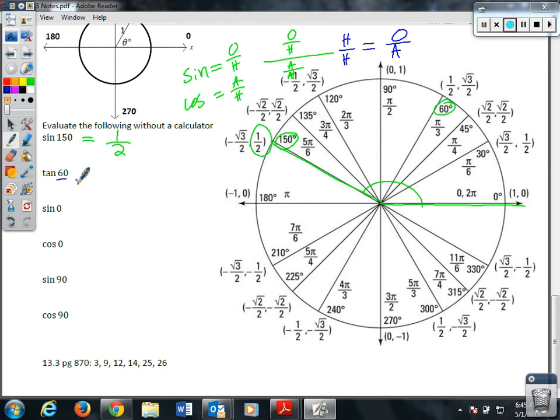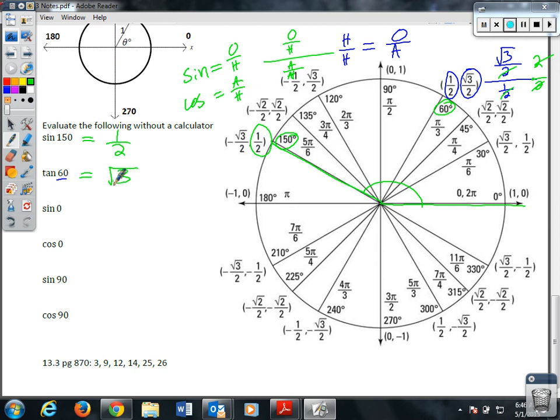So if we're looking at the tangent of 60, that's going to be the sine, which is the y value, divided by the cosine, which is the x value. So we take square root of 3 over 2 divided by 1/2. And again, take care of this complex fraction. We could multiply top and bottom by 2. Then that cancels out, and we're just left with the square root of 3.